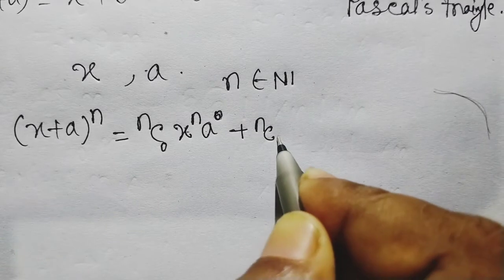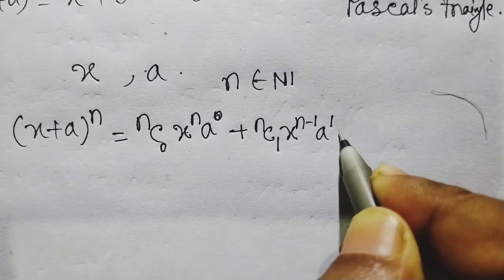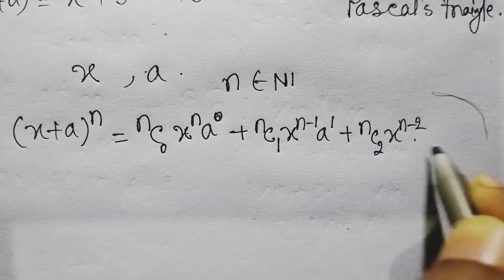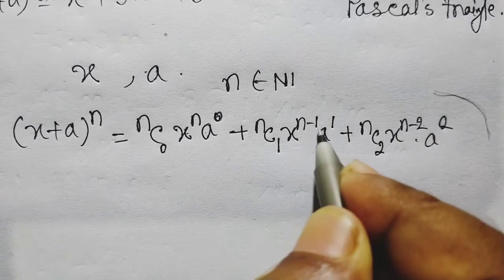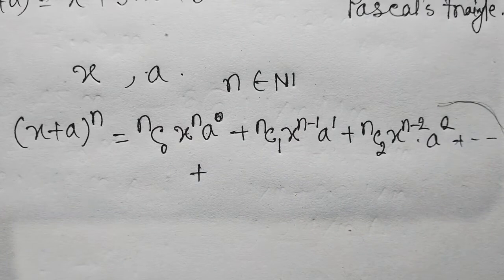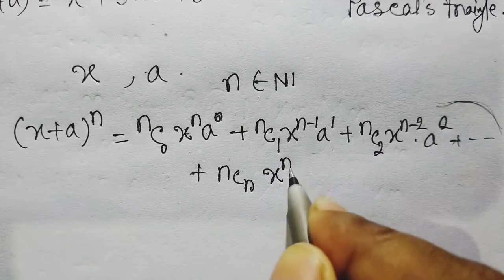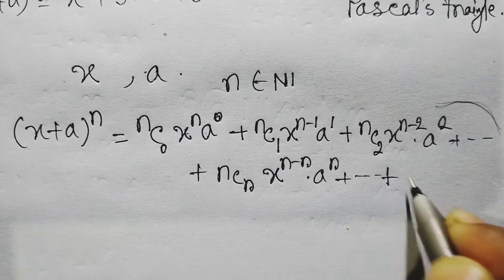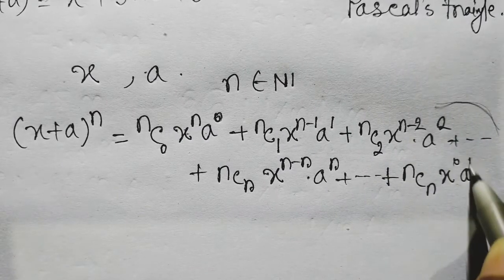Next, nC1 x to the power n minus 1 a to the power 1. Next, nC2 x to the power n minus 2 a to the power 2. The sum is n minus 2 plus 2 is n, here also n minus 1 plus 1 is n, and so on. Here is the general term nCr x to the power n minus r into a to the power r, and so on. The last term is nCn x to the power 0 and a to the power n.